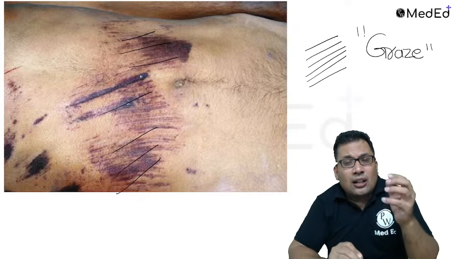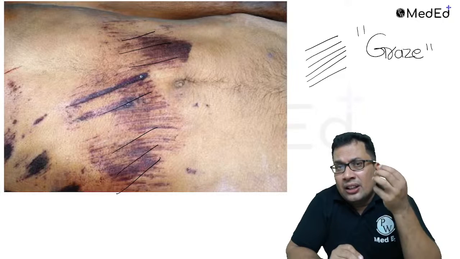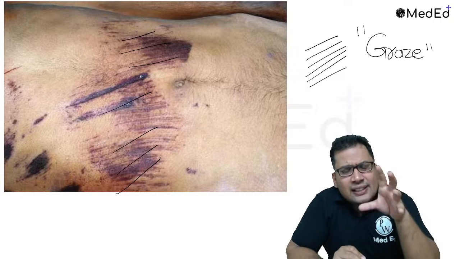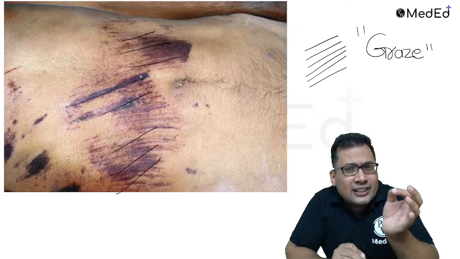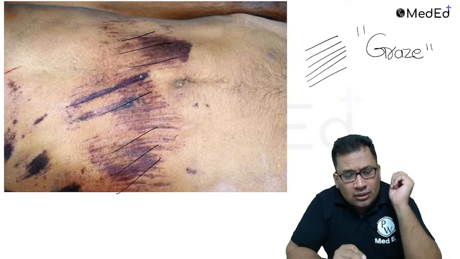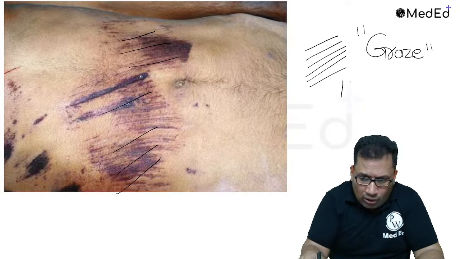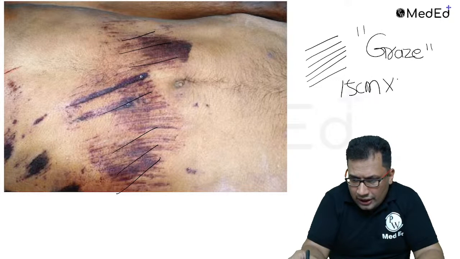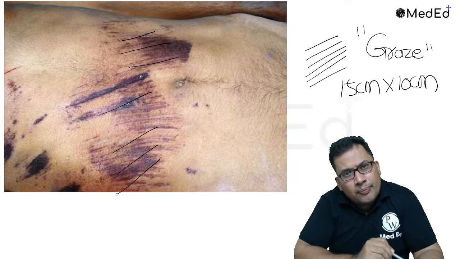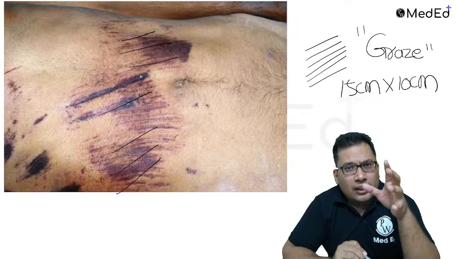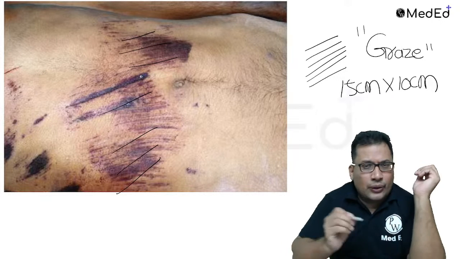Graze, as you know, abrasion can be scratch abrasion, graze abrasion, pressure abrasion, imprint abrasion. This is classical graze abrasion, commonly seen in road traffic accident. And see, graze abrasion, what is the size? Say around 15 centimeter into 10 centimeter. What is the location? Front of the abdomen, the upper part, that you can write.